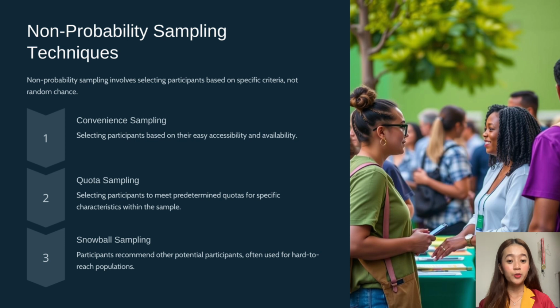Next is non-probability sampling techniques. Non-probability sampling involves selecting participants based on specific criteria, not random chance. So number one is convenience sampling. Selecting participants based on their easy accessibility and availability. Number two is quota sampling. Selecting participants to meet predetermined quotas for specific characteristics within the sample. So the last one is snowball sampling. Participants recommend other potential participants, often used for hard-to-reach populations.